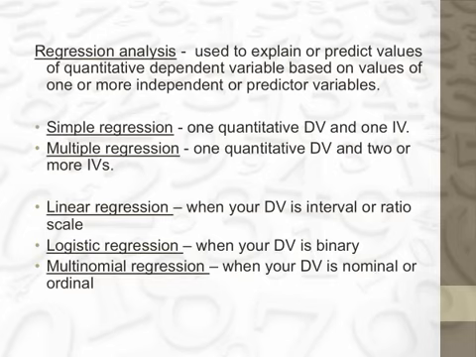Let's say we want to predict somebody's major. So major, there are a lot of different categories, right, but it's not on any sort of interval or ratio scale. There's no order to it. So if we wanted to predict major, we would use something like multinomial regression. So I'm going to give you some examples of research questions that are used by some of these different regression techniques.